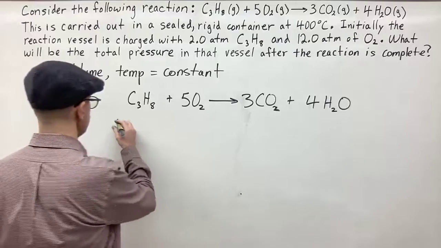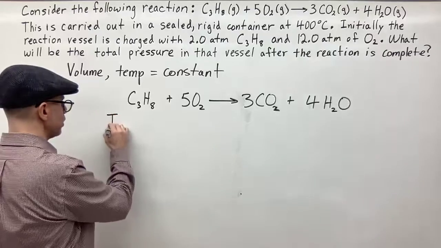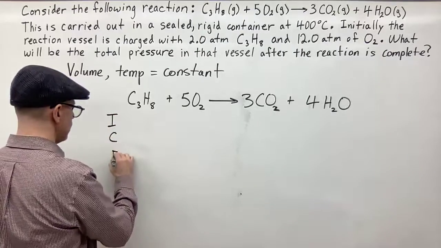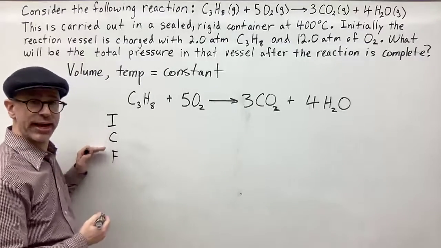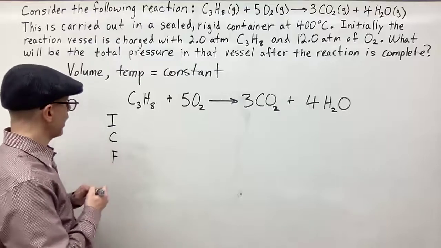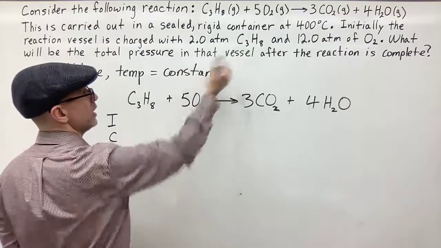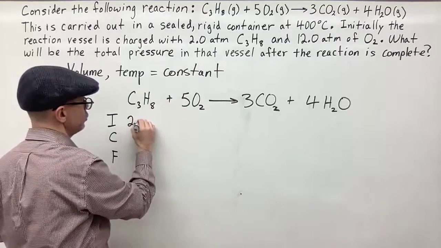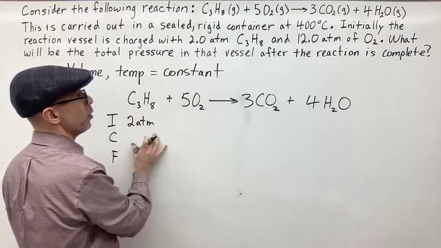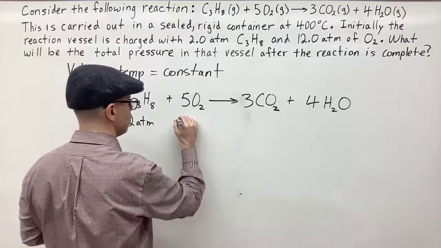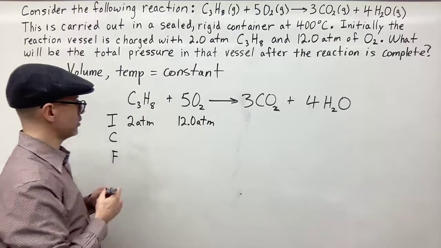Now, we can do a stoichiometry table, like, so what do we start with? We could call it an ICF table. So I would be the initial amount that we're given, C is the change, and F is the final amount. Okay, so here we start with 2 atmospheres of the gas. So we can treat that like moles. So we have 2 atmospheres of the propane, and we have 12 atmospheres of oxygen. So we're going to put 12.0 atmospheres under the oxygen.